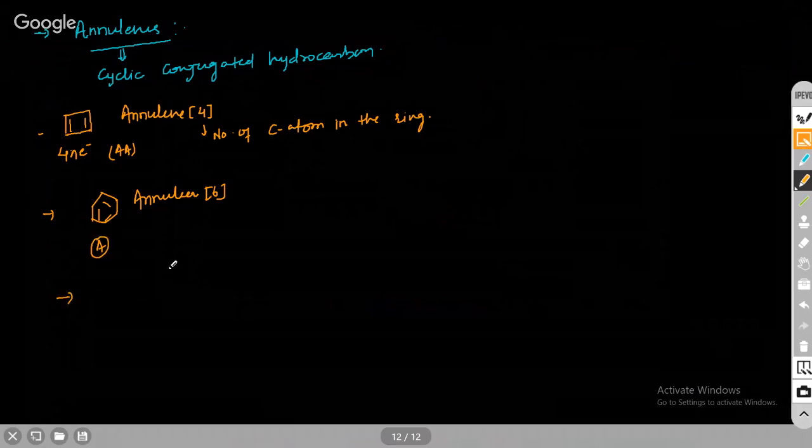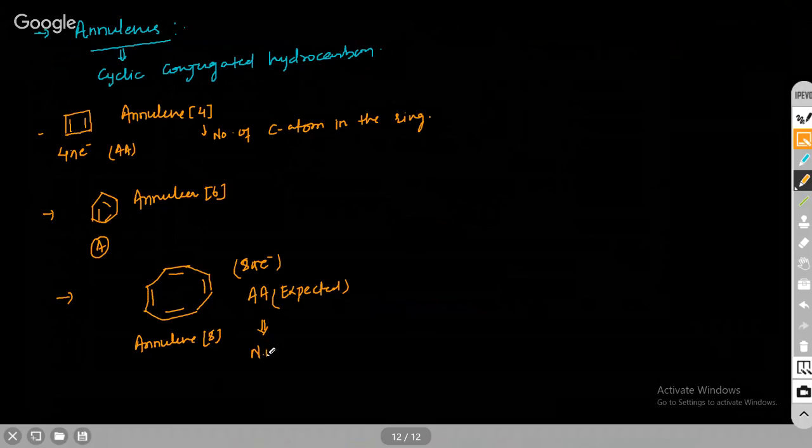This compound, the name of this compound is annulene 8 because there are 8 carbon atoms. Annulene 8. Okay. And the number of pi electrons, if you see, it has 8 pi electrons. Expected to be what? Expected to be anti-aromatic. But since the carbon atoms are more than 7, the actual property is what? It is non-aromatic in nature.